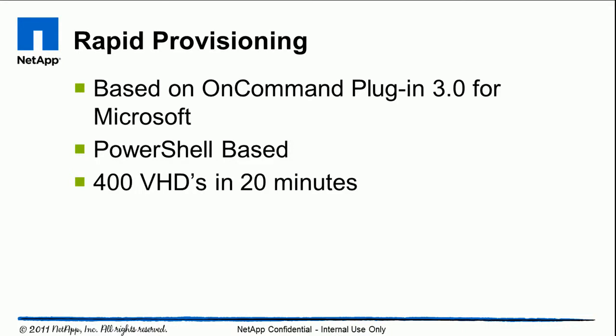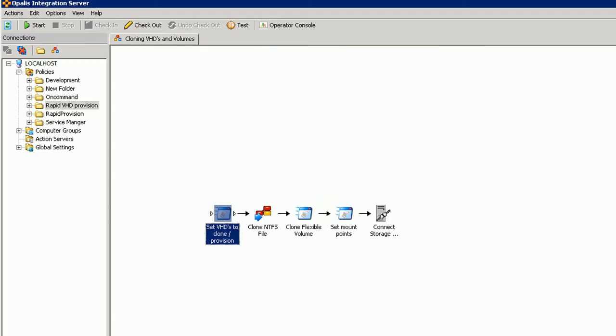Today we're going to be talking about rapid provisioning, and this is based on the OnCommand plugin for Microsoft. This is PowerShell based in this case, and what we're going to do is show 400 VHDs being provisioned in about 16 minutes.